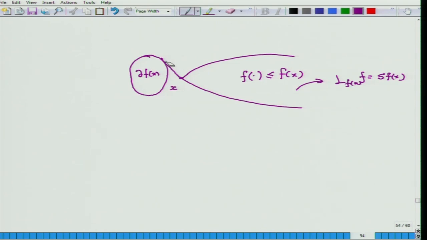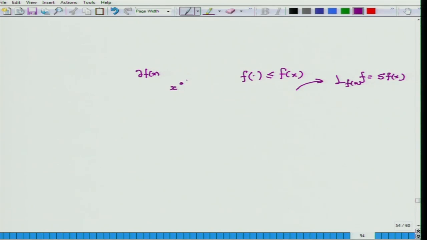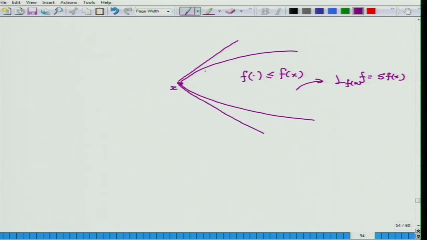So, basically draw perpendiculars here. First, draw perpendiculars at this point, draw the tangent cone at this point. This would be nothing but the tangent cone to the level set at x. And once you have drawn the tangent cone, the idea is that on this you draw the perpendicular.